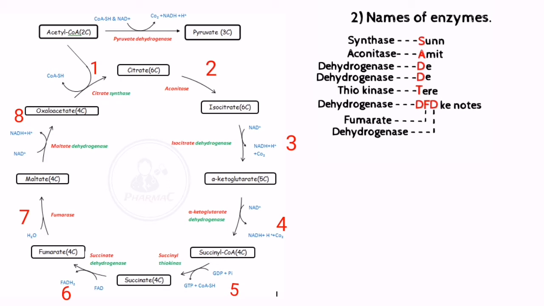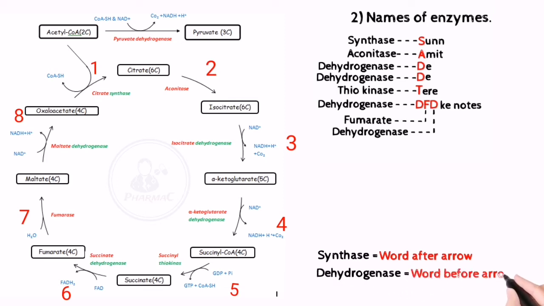Some additional words can be seen along with the main enzyme, which is in green color. We can remember them by a simple rule, that is, for all the synthase enzymes we will consider the word which is after the arrow, and for all the dehydrogenase enzymes we will consider the word which is before the arrow. For example, we have citrate at the very first arrow.